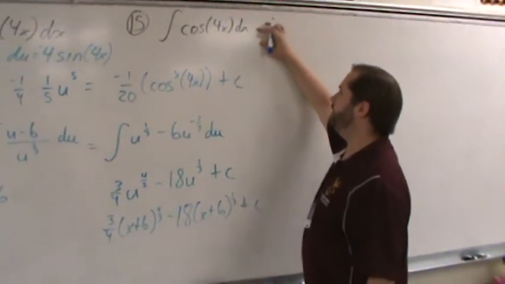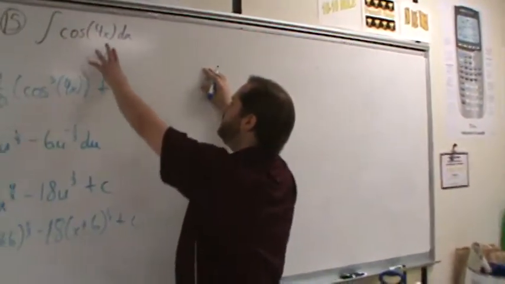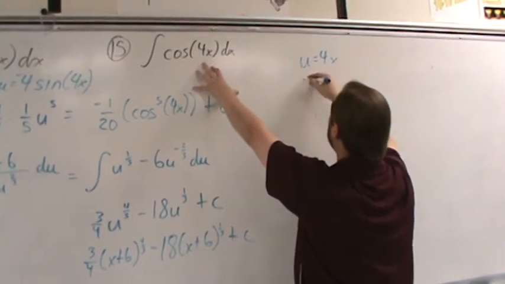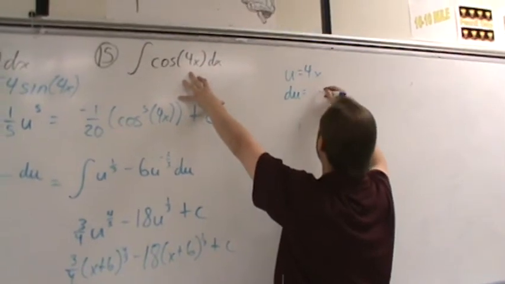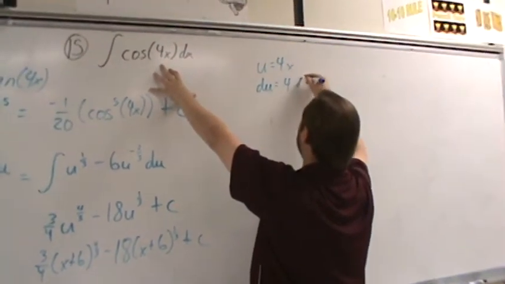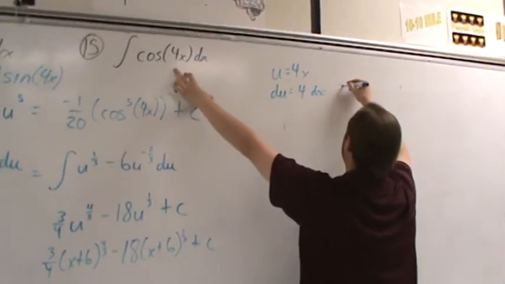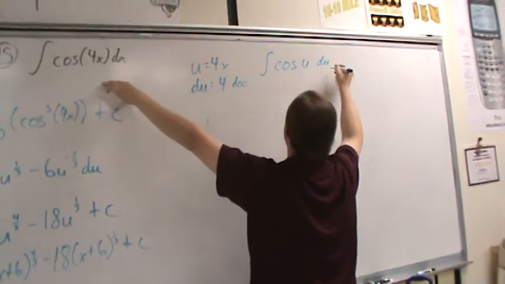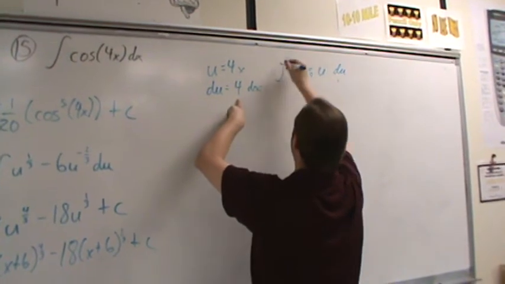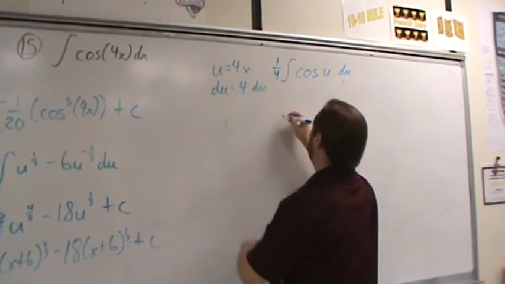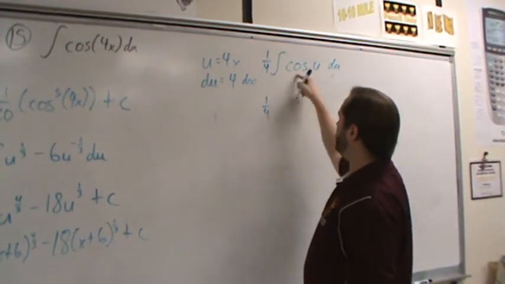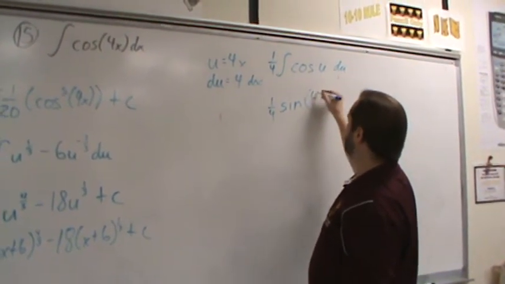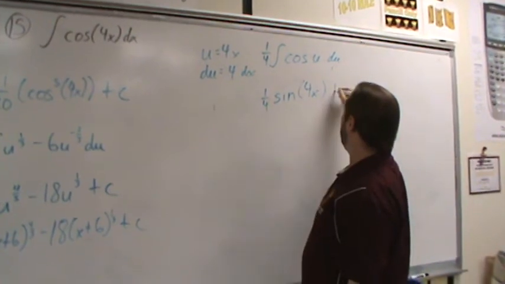Number 15. This is again u substitution. I'm going to let u equal 4x. du then is 4. So this whole thing is just the integral of the cosine of u du. Since du plugs in a 4, I'm going to have to have a 1/4 to cancel that out. Final answer then is going to be 1/4. The integral of cosine is sine of u. My u was 4x, plus c.